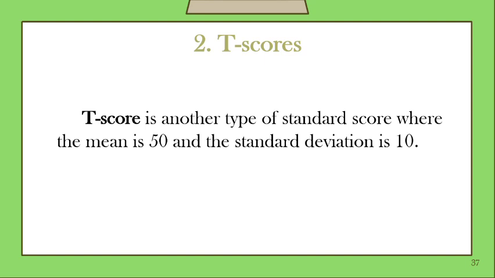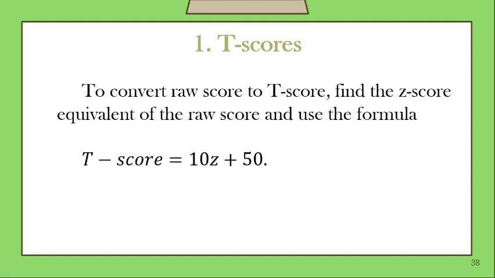So, t-score is another type of standard score where the mean is 50 and the standard deviation is 10. Sa z-score, di ba ang mean niya is 0, tapos yung standard deviation niya is 1. While dito naman sa t-score, ang mean niya is 50 and ang standard deviation niya is 10. And to convert raw score to t-score, find the z-score equivalent of the raw score and use the formula. So, itong z, yan na yung z-score. So, t-score is equal to 10 z-score plus 50.